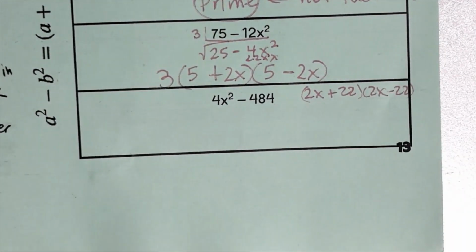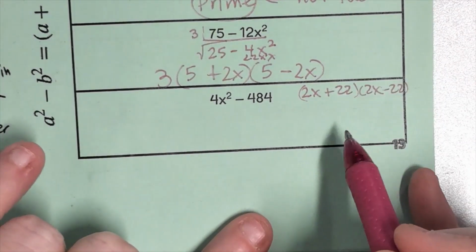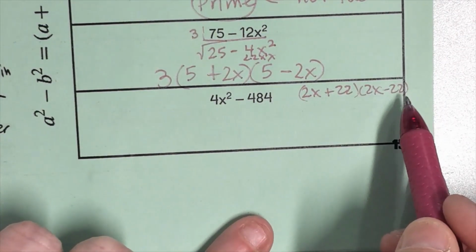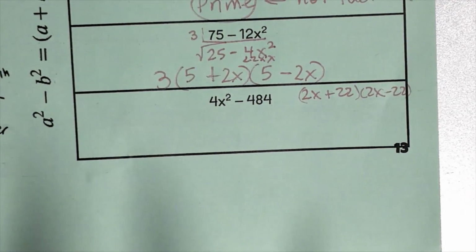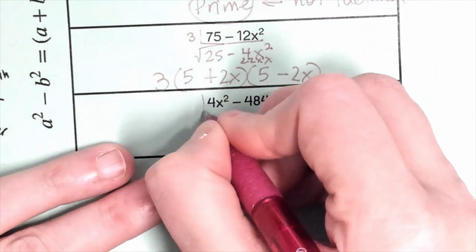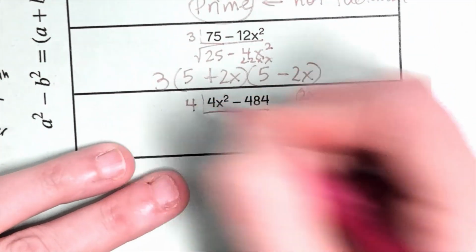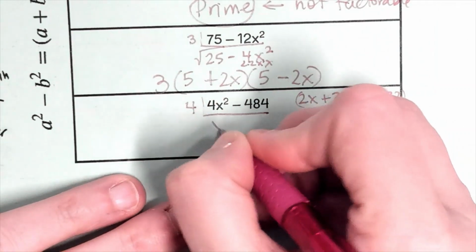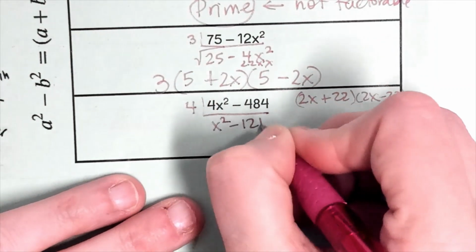And there's a lot of different ways that that greatest common factor could work out. I could get like 4x plus 44 times x minus 11. There's lots of different ways that that greatest common factor could come into play. So we have to get rid of the GCF because it changes what my factors look like. It makes it not fully factored. When I do that, I get x squared minus 121.